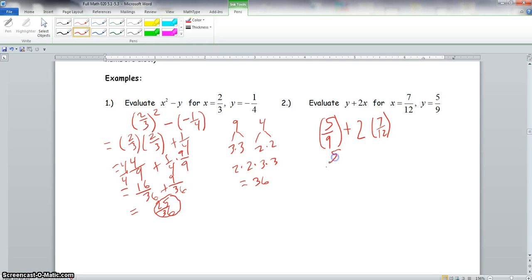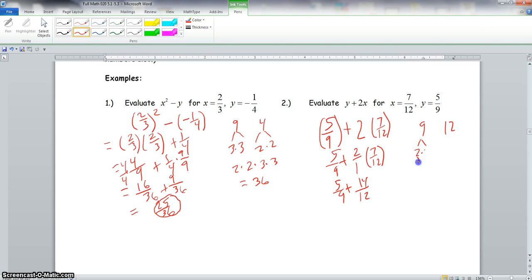Now, we will have 5/9 plus, we will make this 2 over 1, times 7/12. So this will give us 5/9 plus 14 over 12. Now we can simplify this 14 over 12, but first let's just go ahead and find the common denominators. We could take 9 and 12.